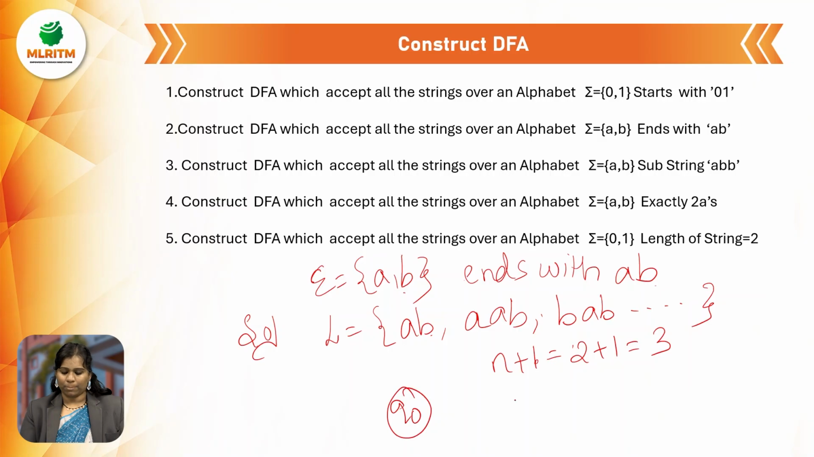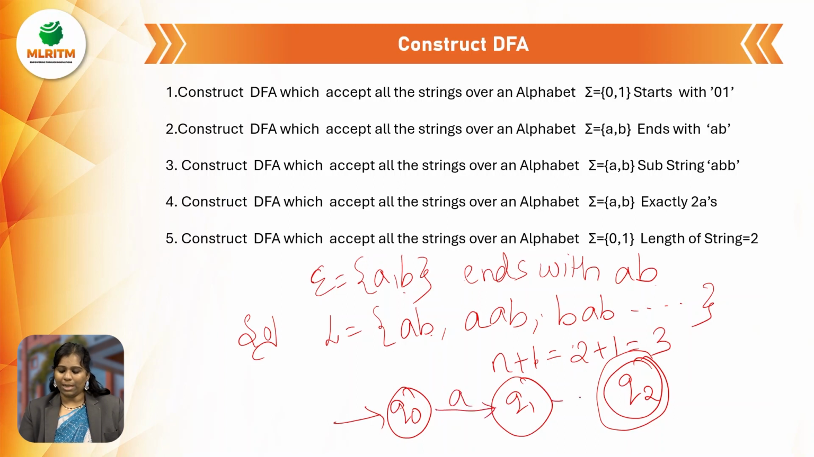Q0, Q1, Q2. Final state is Q2. Initial state is Q0. So first one, A. Next element is B. First string is satisfied. Next, A, B. So ends with AB. So we can use self loop for the Q1: A, B. Next, B. At the start n number of B's can be there. So self loop B, A, B.